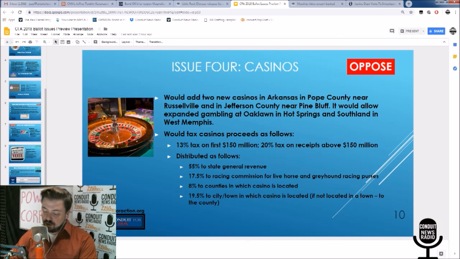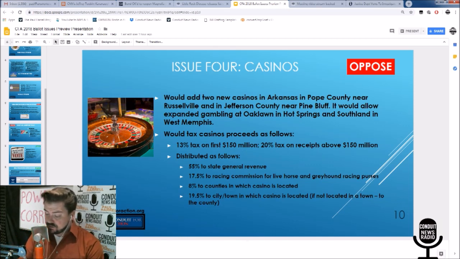It would tax casino proceeds as follows: a 13% tax on the first $150 million, and a 20% tax on receipts above $150 million. It would be distributed as follows: 55% would go to state general revenue, 17.5% to the Racing Commission for live horse and greyhound racing purses, 8% to counties in which the casino is located, and 19.5% to the city or town in which the casino is located. If it's not located in a town, then it would go to the county.